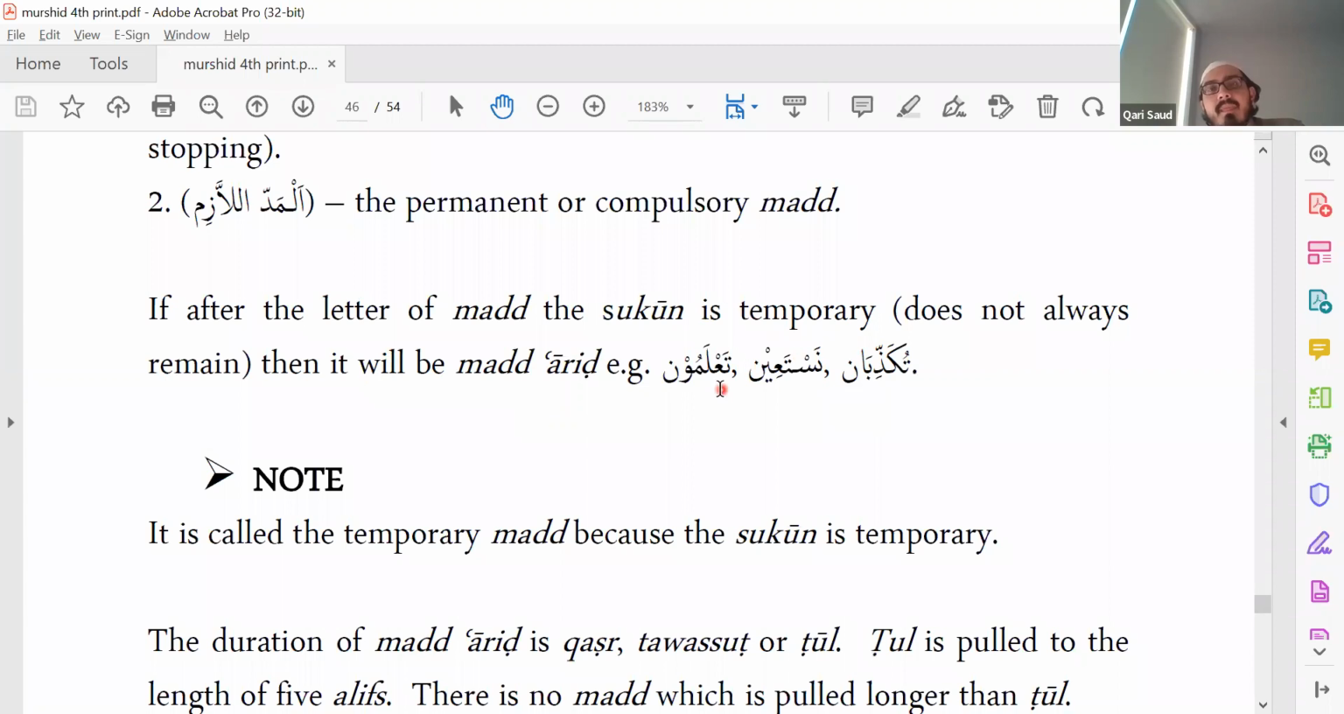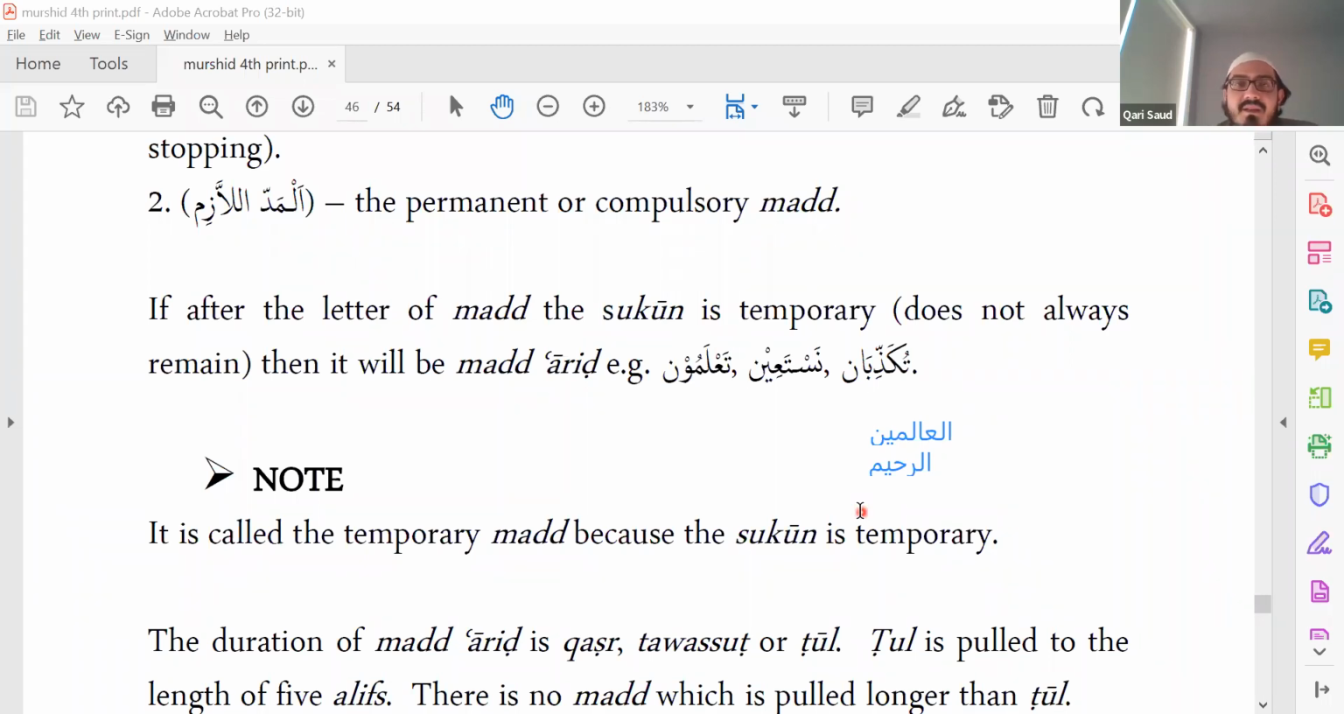So look here. Ta'lamun, nasta'in, tukadhiban. So why do we say it's temporary? Actually, let's take an example of Surah Al-Fatiha. Let's use, for example, Alhamdulillahi Rabbil Alameen, or for example, Ar-Rahim. Endings, right? We have Nasta'in, right? So why is this called temporary? Because you can say Alhamdulillahi Rabbil Alameen, Ar-Rahmanir Rahim, Maliki Yawmiddin.